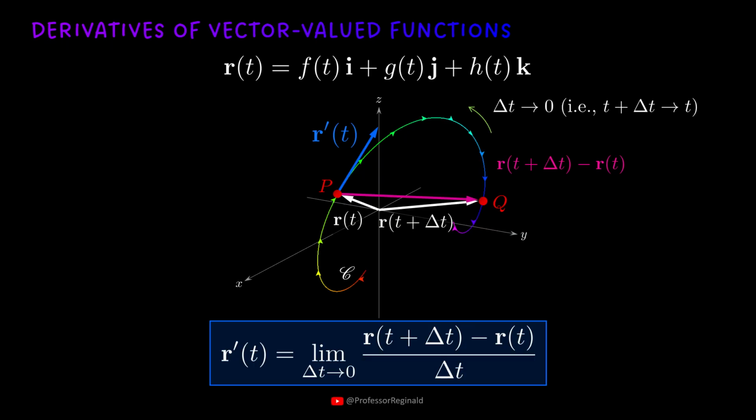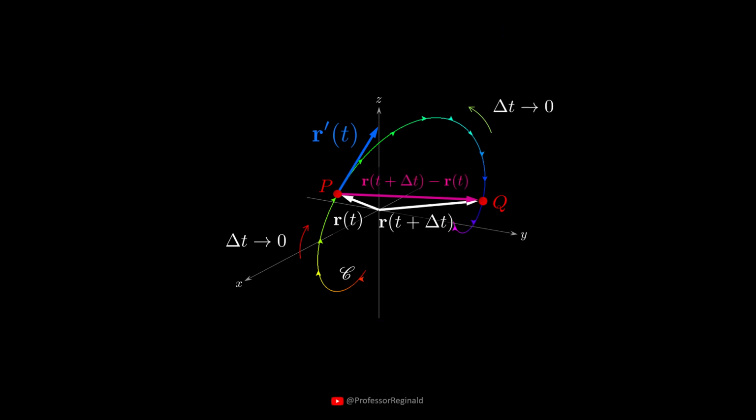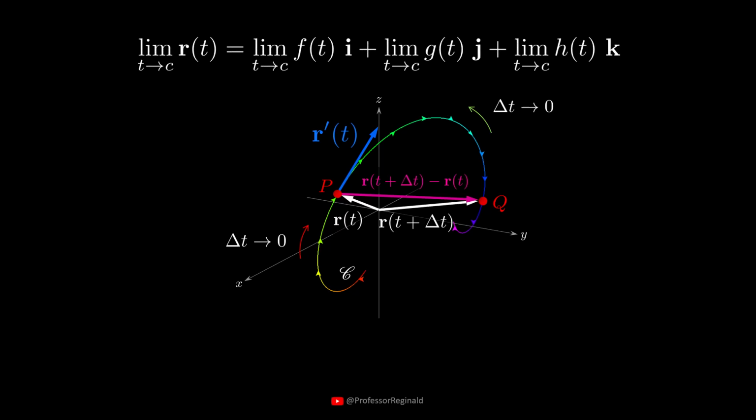Even though this illustration is for delta t greater than 0, the concepts are also valid for delta t less than 0, which means r of t plus delta t would be coming from the other side of r of t. Nevertheless, the direction at which r' of t points remains the same. From our previous discussion, the limit of a vector-valued function is computed from the limit of each component function. Hence, the derivative of a vector-valued function can also be written as the derivative of each component function.